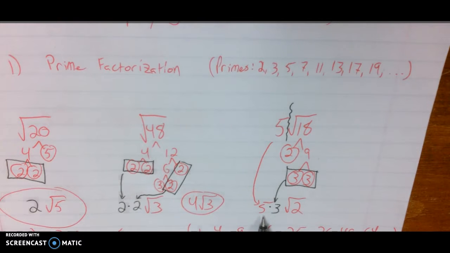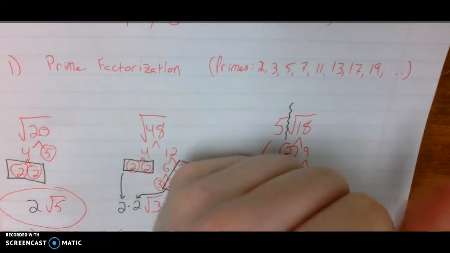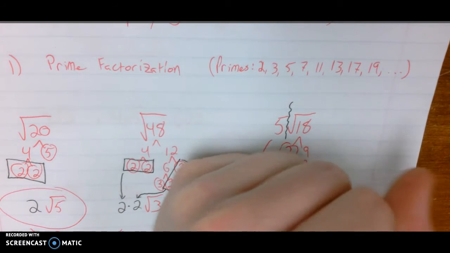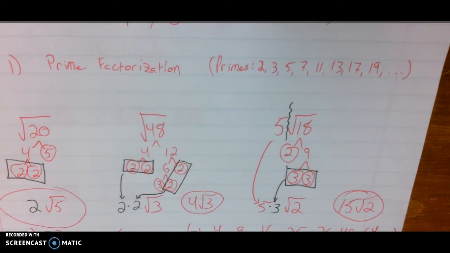So now to simplify and make things look pretty, I've got 5 times 3 is 15. 15 rad 2 will be our simplified answer. So that's the first method of doing these.